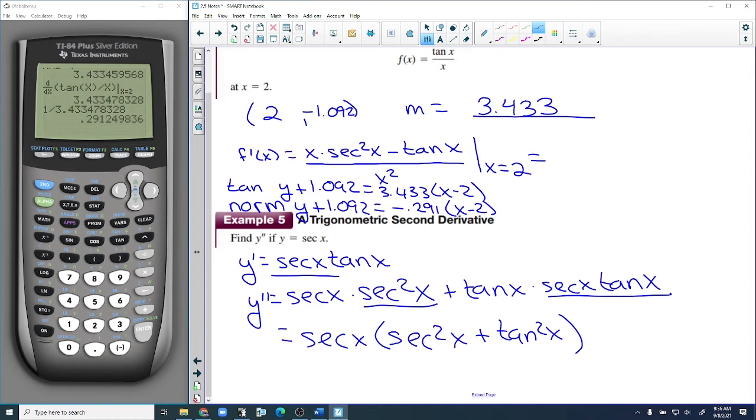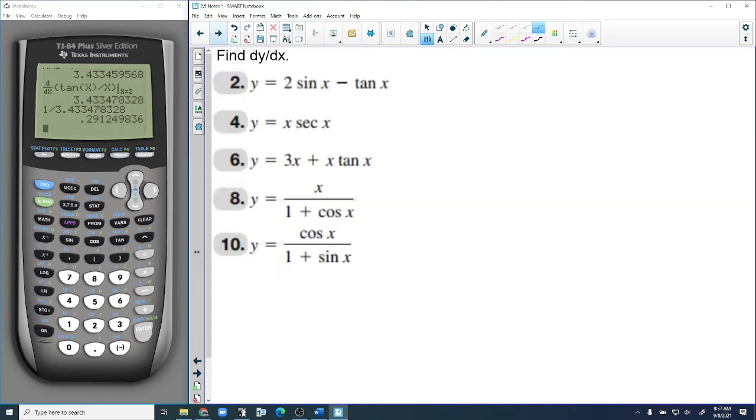We can't change it to -1 either, because if we ran a negative through, it'd be negative secant and negative tangent. They've got to be opposites. They can't be the same sign. So you've got to look for those Pythagorean identities if you want full credit. All right, so that's the notes. I forgot the instructions, so I typed them up there. Just find the derivative. Why don't you guys try 2 and 4, please?